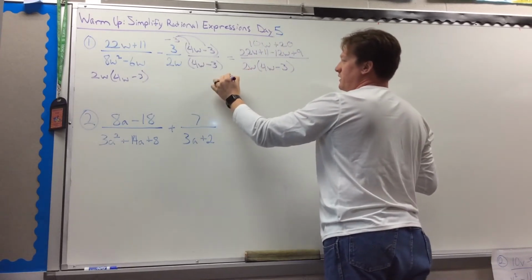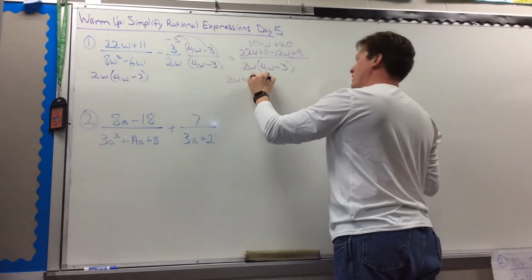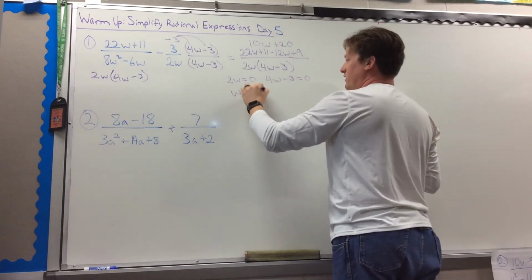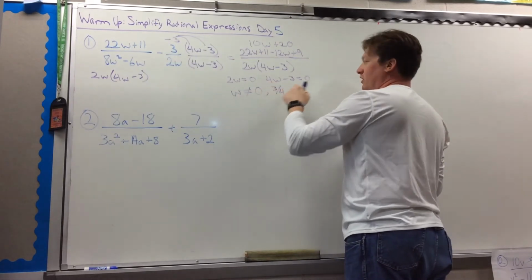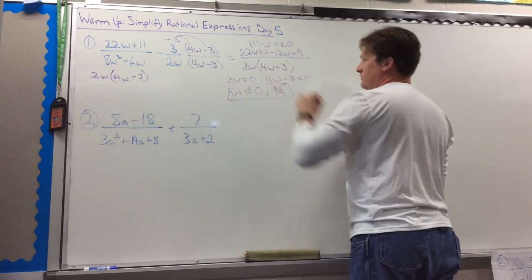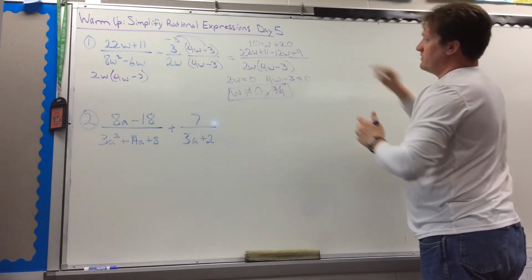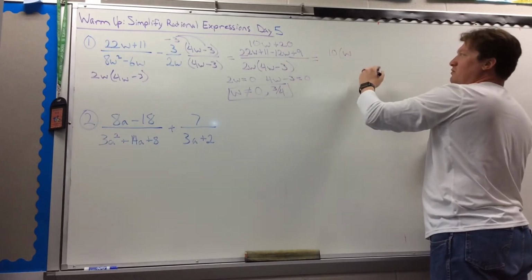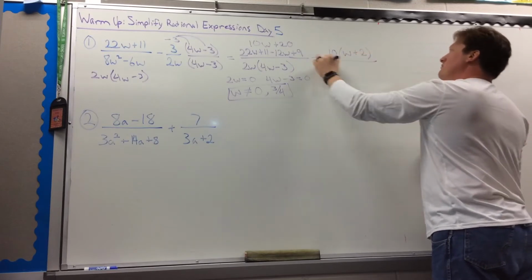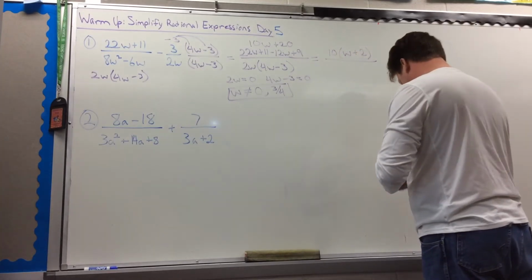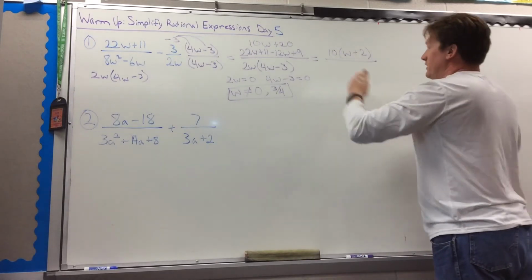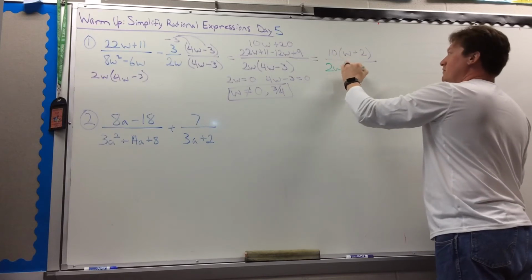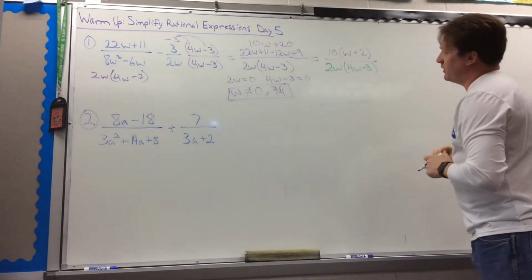We find our restrictions by saying 2w equals 0 and 4w minus 3 equals 0. W cannot equal 0, and 3 over 4, solving that one- and two-step equation. What I need to do is factor this top one, which I can take a 10 out. That's going to give me 10 times w plus 2. The bottom is still 2w times 4w minus 3.